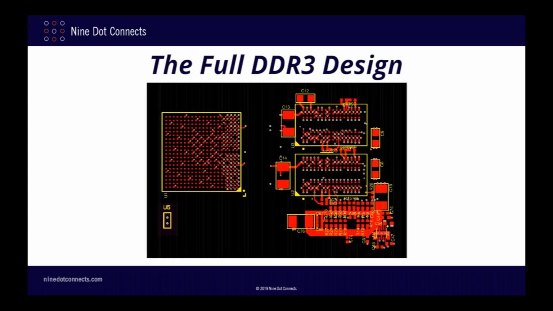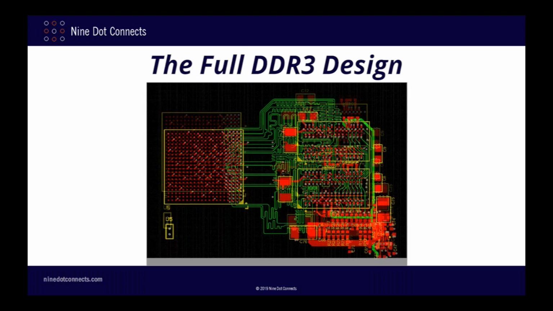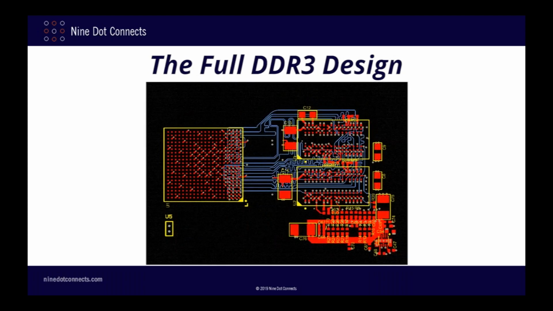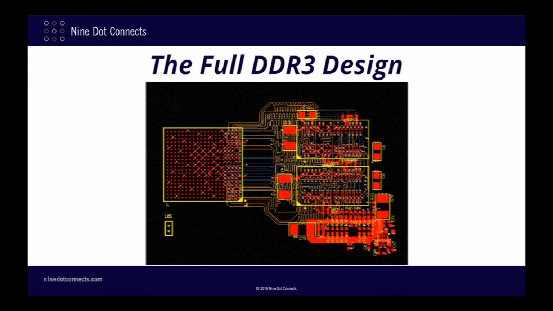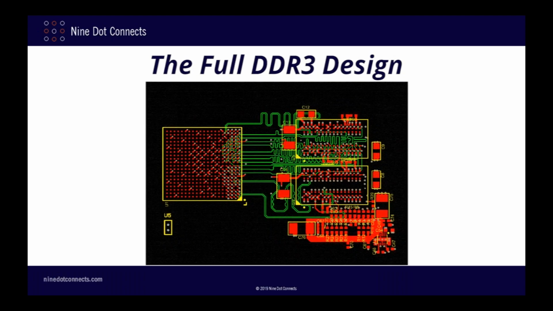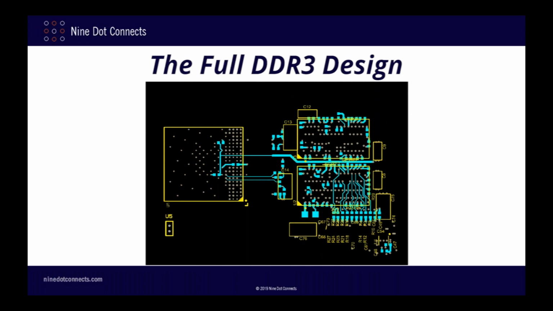And to give you an idea of the routing, I'll cycle through the top, the 4 inner routing layers, and finally, here is the bottom layer, which consists mostly of decoupling capacitors and some power and termination routing.